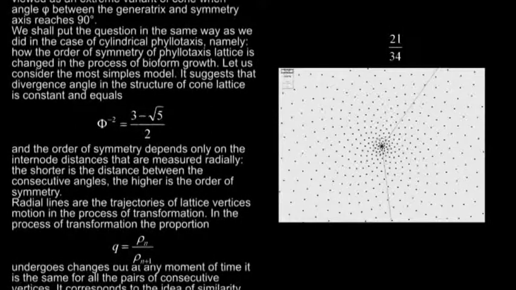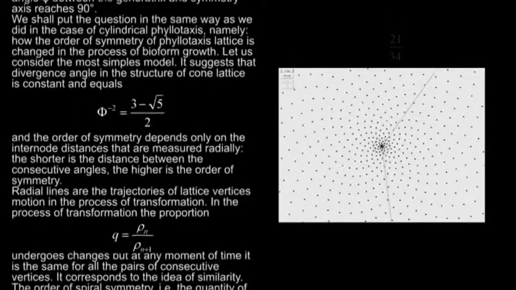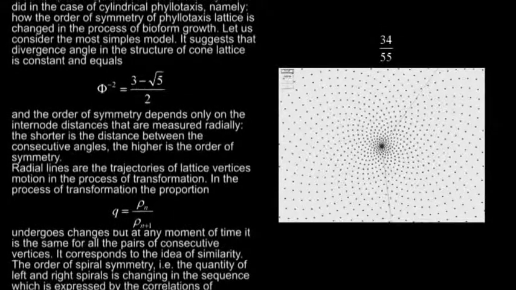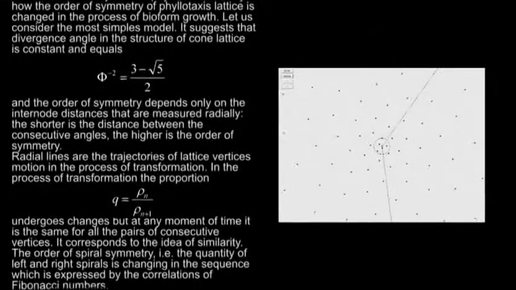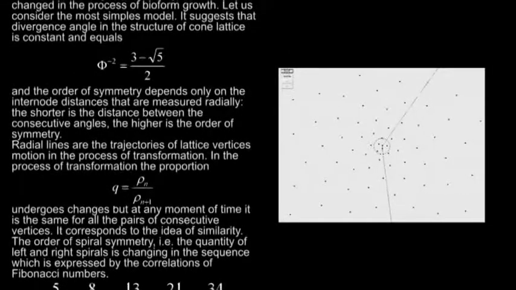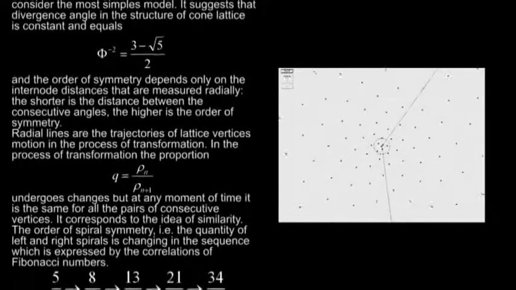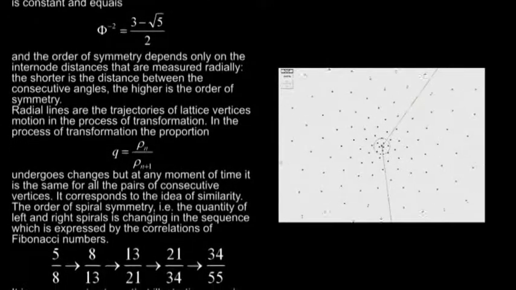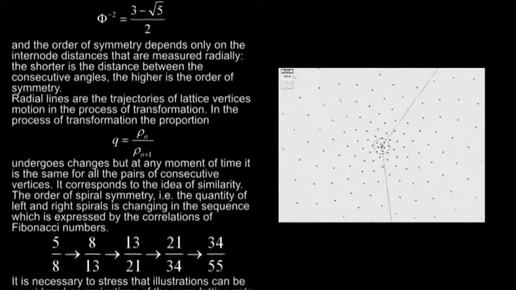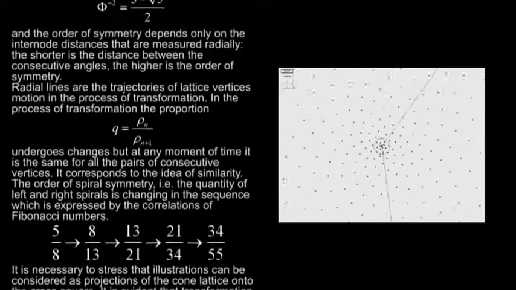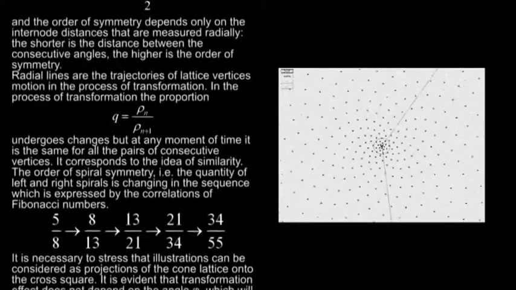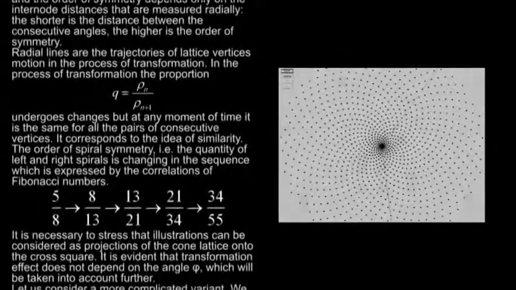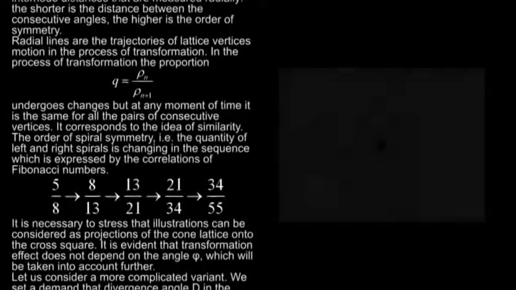Let us consider the most simple model. It suggests that the divergence angle in the structure of the cone lattice is constant and equals phi in 2 power. The order of symmetry depends only on the internode distances that are measured radially. The shorter the distance between the consecutive vertices, the higher the order of symmetry. Radial lines are the trajectories of lattice vertices motion in the process of transformation.